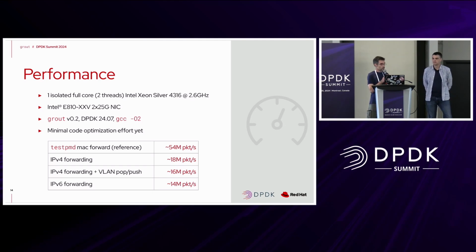with some numbers on this system, and we can see that IP forwarding is around 18 million packets per second for 2 threads, so it's not too bad. What we can see is that in this piece of software, what is costing the most is IP lookup, since we can see that IPv6 forwarding has an impact.